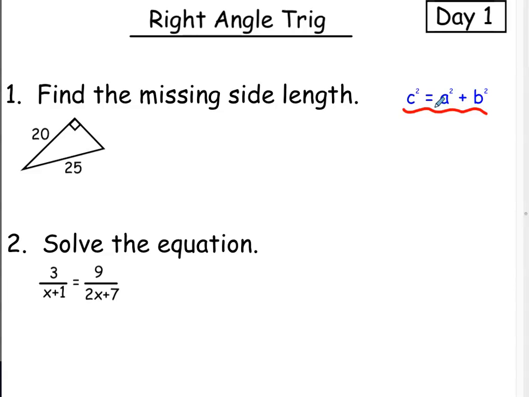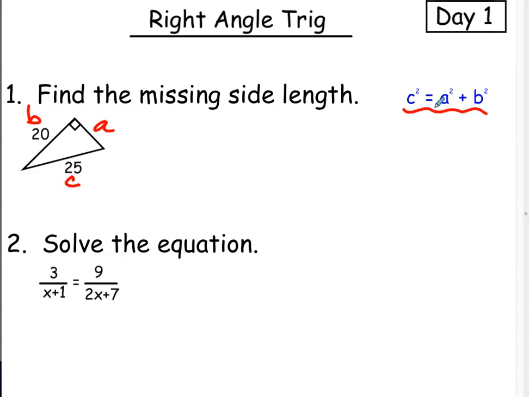Does it matter which side is A, B, and C? C has to be what? The hypotenuse. How do we know which one's the hypotenuse? How do we know which one's the long one if we don't know what their measurements are? Yes, it's across from the right angle. So in our first picture here, which of our sides would we label C? The 25. All right. The A and B, do they matter? Which one's which? No. All right, so I'm going to call this one A and this one B.